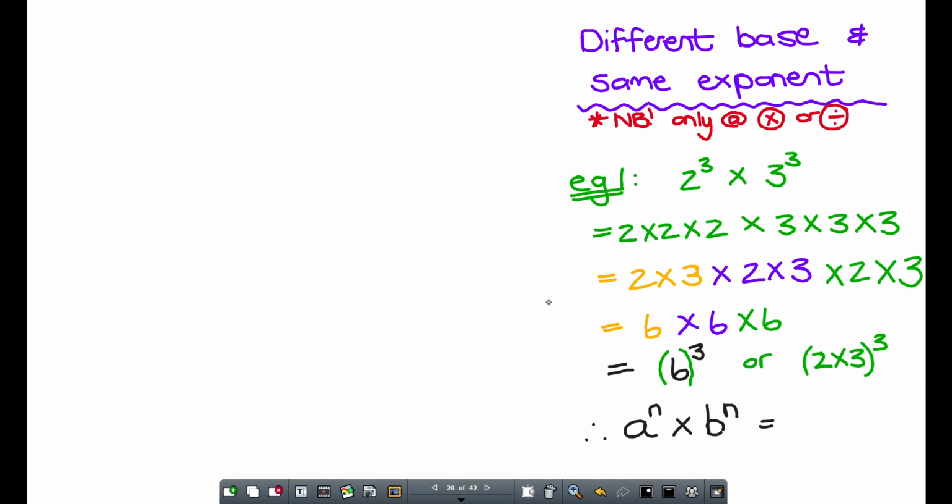Okay, so have a look at the bottom one. So a to the power of n times b to the power of n. Can you see the exponents are the same, but the bases are different? So what I could say is multiply the bases. So a times b, which will actually just be ab. Right? And then to the power of n. Can you see the short method? Above is the long method.